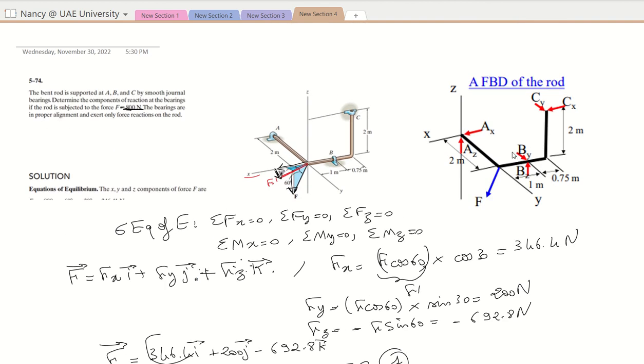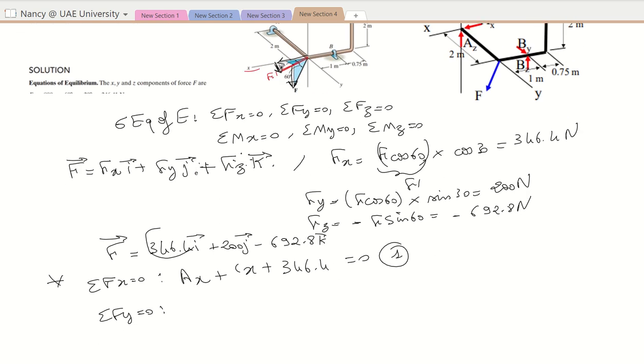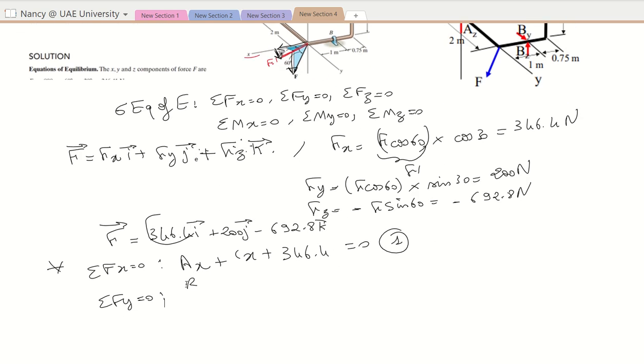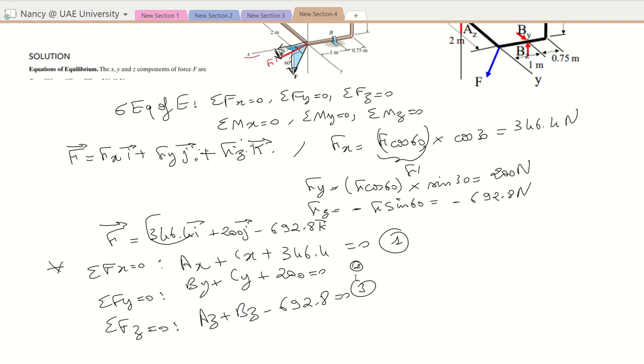I have By plus Cy plus the y component of my force. So By plus Cy plus 200 equals 0. Summation of forces about z is equal to 0. Here I have Az plus Bz minus 692.8 is equal to 0. Now these are the 3 equations of equilibrium for the forces.